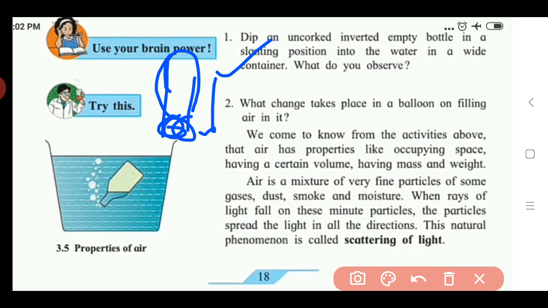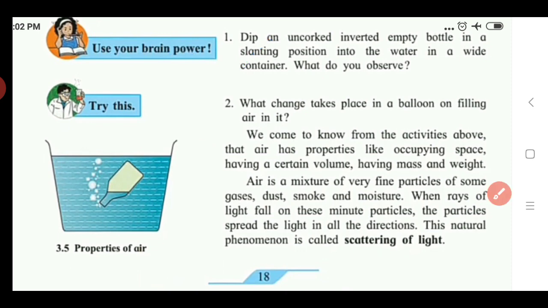So here when we dip such a bottle inside the water, what happens? When we dip this bottle inside, it does not fill with the water, but when we slightly curve this bottle, it is at a slanting position. Okay, here they also tell us about the empty bottle in a slanting position. Okay, here you should dip the bottle in the slanting position like this, in this figure.